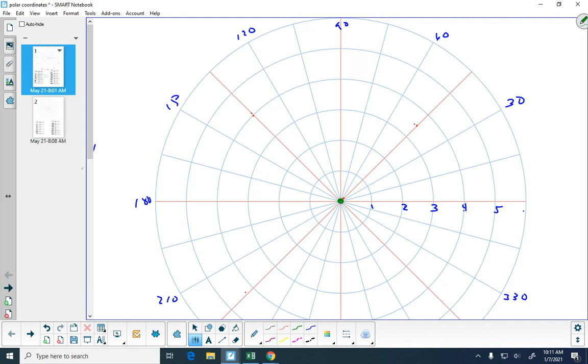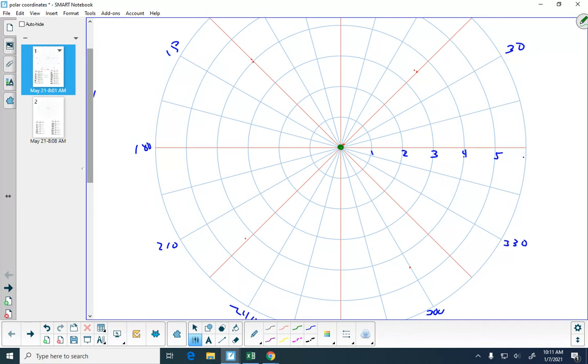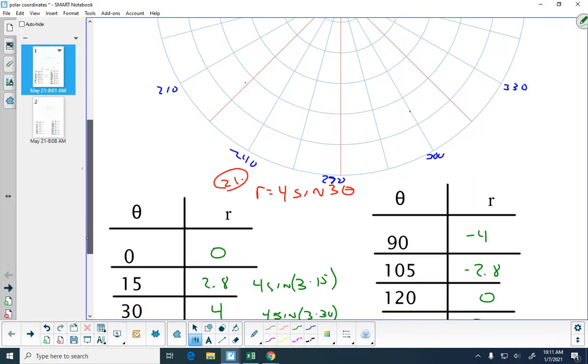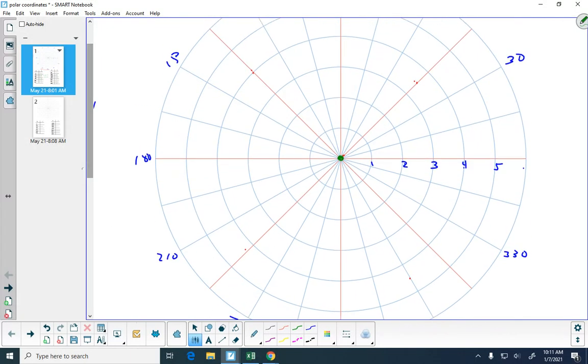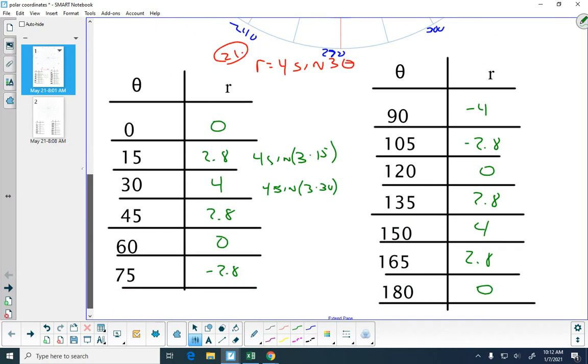And you get a very repeating type of pattern here. Once again, we're talking about trig functions, and if you go back to the very basic ideas of trig functions, we called them periodic functions. Why? Because they continue to repeat themselves over and over again. So at 15, we were at 2.8. At 30, we are up at 4. At 45, we're back down to 2.8. And then we're back down to 0. Okay, and that takes care of our first 4.